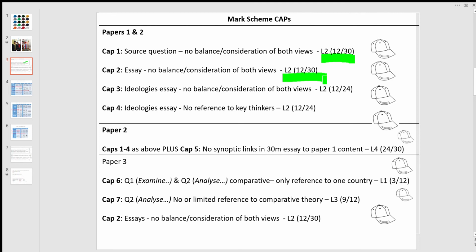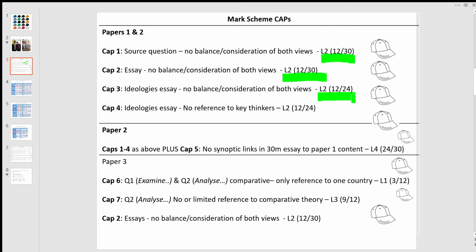Same goes for the straightforward 30-mark essay question. If you only consider one side of the argument, you're capped at less than half marks. In papers 1 and 2, you also have to do an ideologies essay. And again, if you don't consider both sides of the argument, you're capped at level 2.